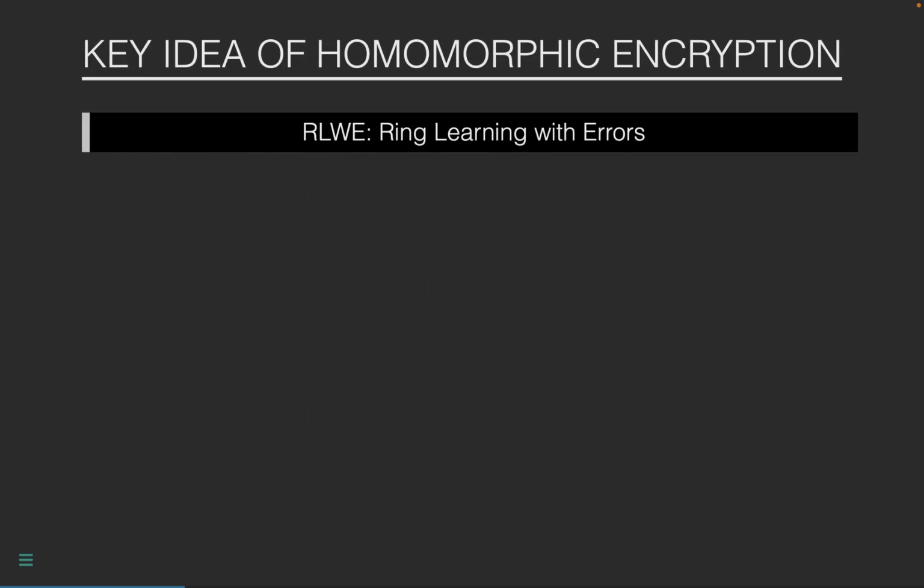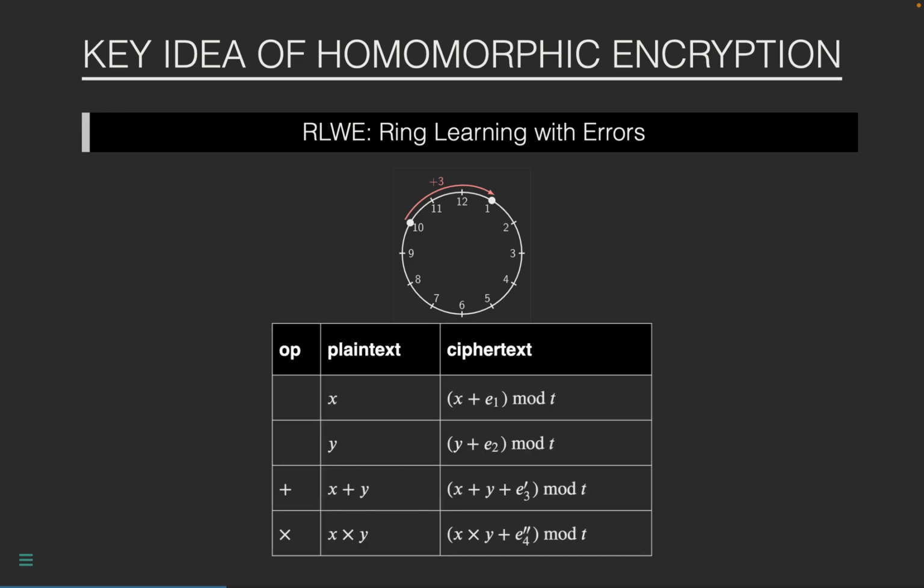Homomorphic encryption is based on the hardness of the ring learning with errors problem. Essentially, we represent numbers on a ring. If we take a message, say 10 in this example, and add an unknown number, say 3, then without knowledge of this unknown number, it is not possible to recover the original message. This scheme supports only two arithmetic operations, addition and multiplication, in the encrypted domain. It does not allow non-arithmetic operations such as comparisons, for example.